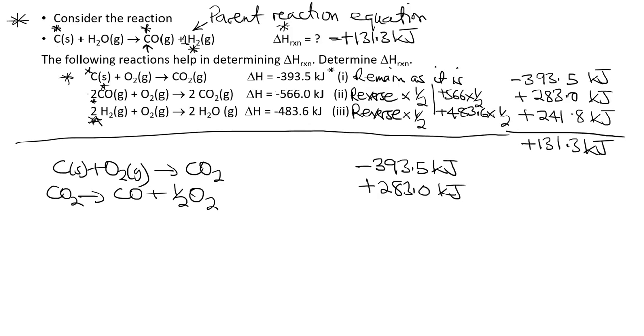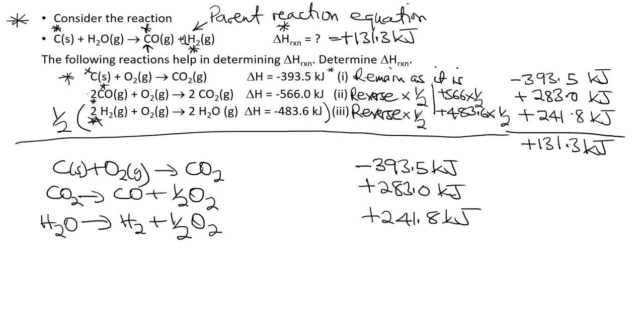I do the same thing for the third one, reverse and divide by 2. I am going to have H2O to give me H2 plus half O2. When you multiply by half, you are multiplying the whole equation, not just one thing. So you are kind of doing like this. I'll put in parentheses and multiply by half. So I am multiplying by half the whole equation. So here I have plus 241.8 kilojoules.